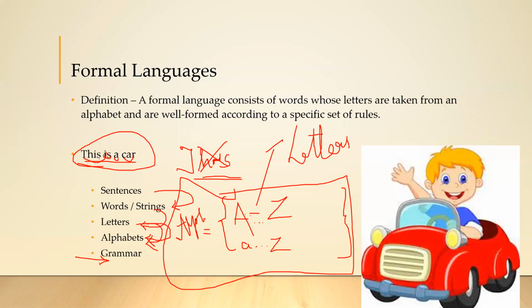So this is what you mean by a formal language: something which consists of words. If you go for the definition, a formal language will consist of words whose letters are taken from alphabets and are well formed according to a specific set of rules. The specific set of rules, I call them my grammar. So this is what you mean by a formal language.